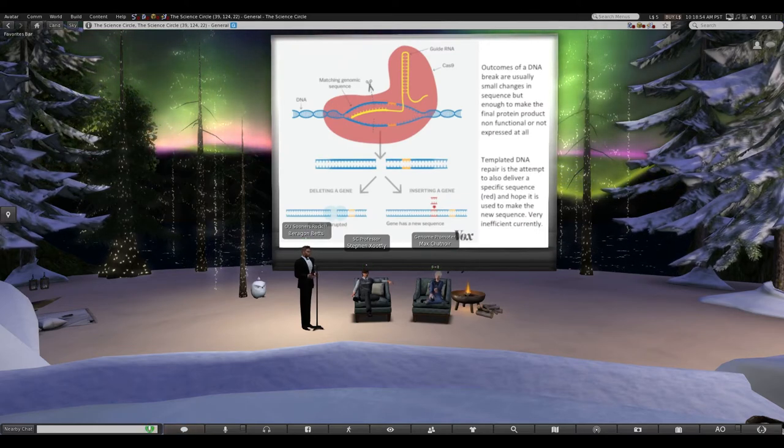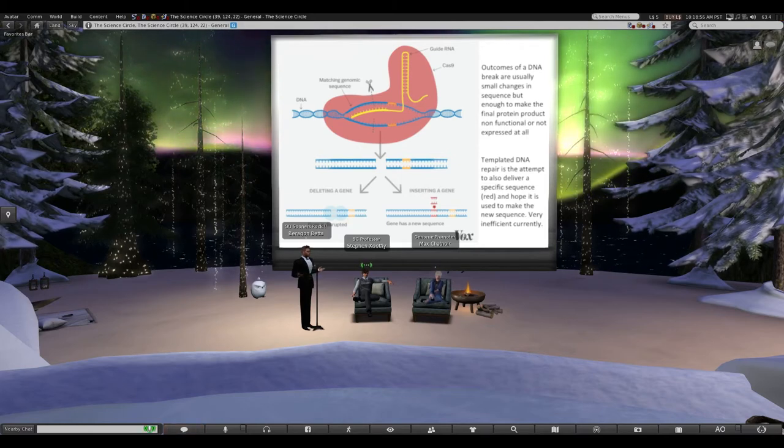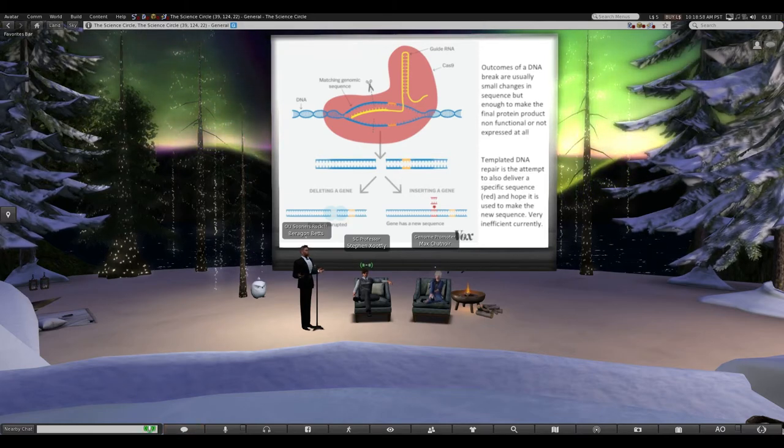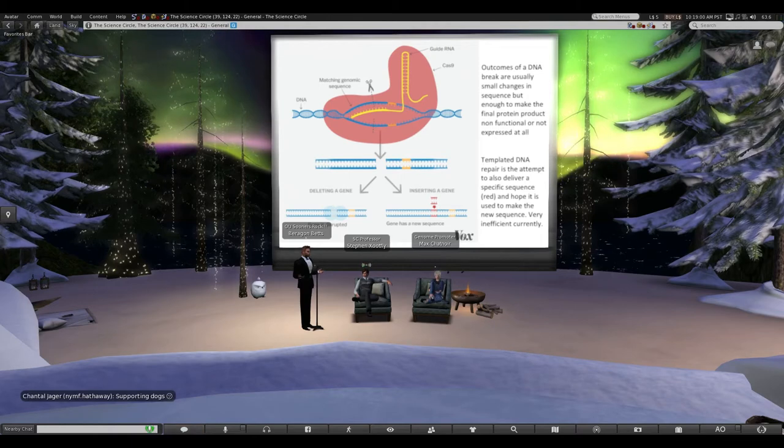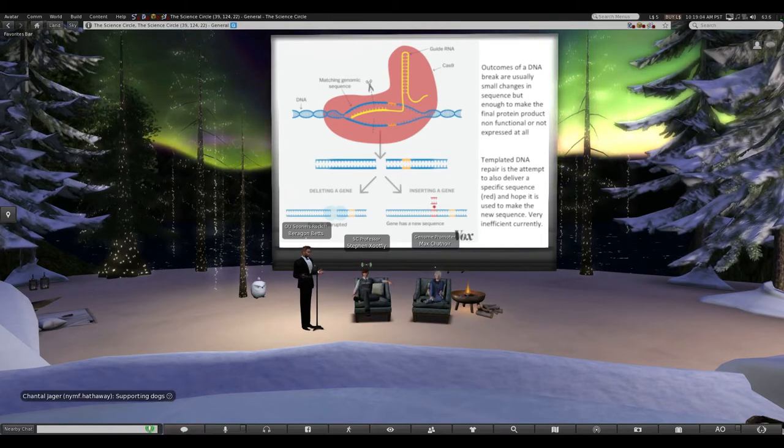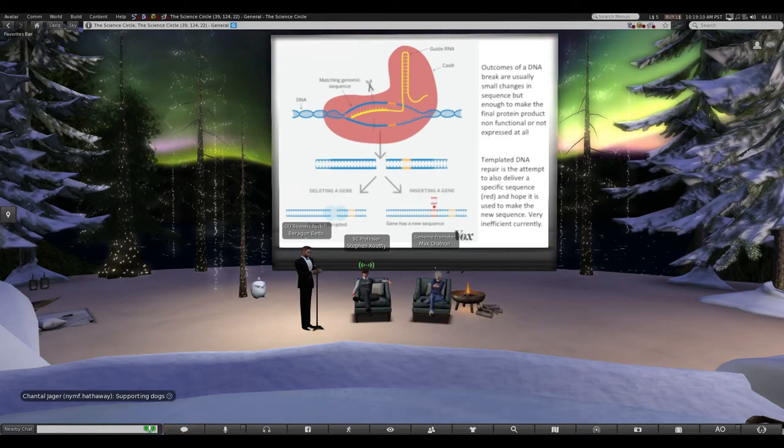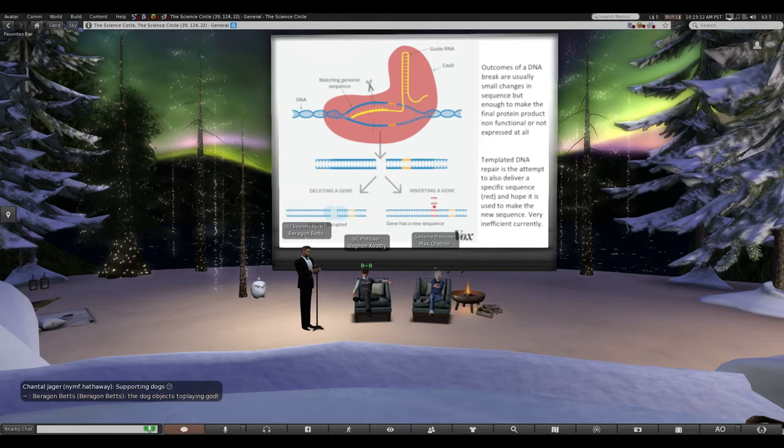And so this slide is just trying to talk about the different outcomes that one can try and have from this. And so we see the Cas9 RNA interacting with DNA and making a break. And that's what you see after the first gray arrow. And then the gray arrow to the left is in situations where you're mutating the sequence in some way.